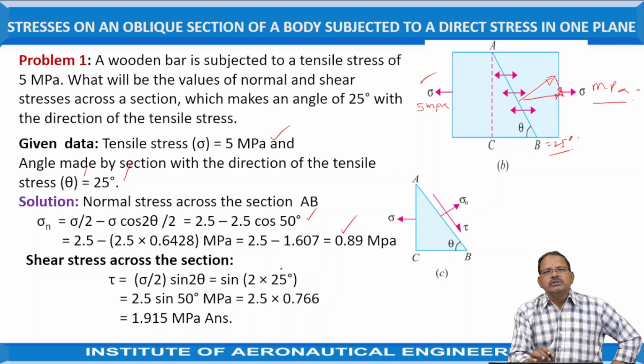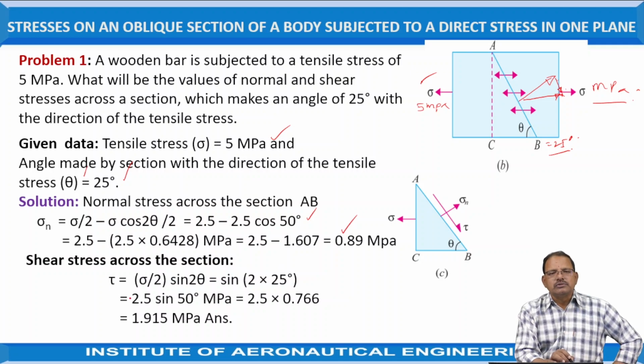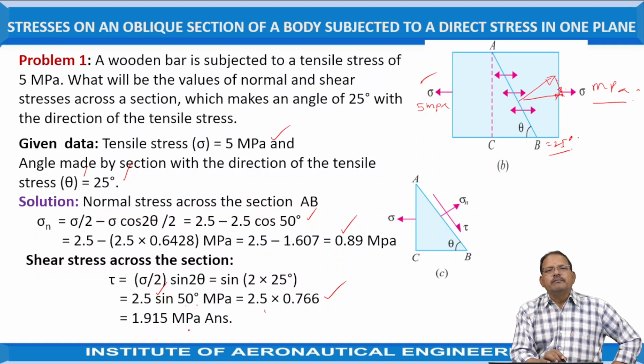Similarly, the shear stress across the section, tau, is equal to sigma by 2 into sin 2 theta. Here sigma by 2 is 2.5, and sin 2 theta is sin 50, which is 0.766. So it is equal to 2.5 into 0.766, which is 1.915 megapascal.